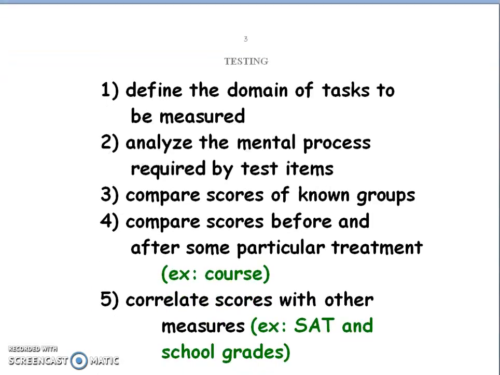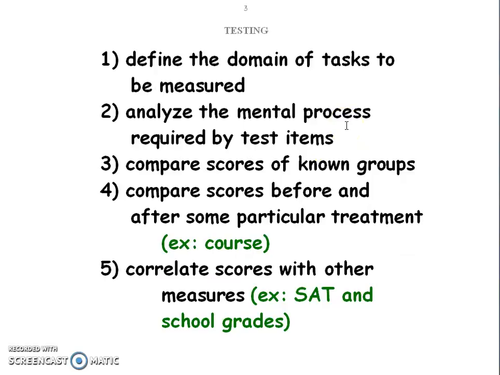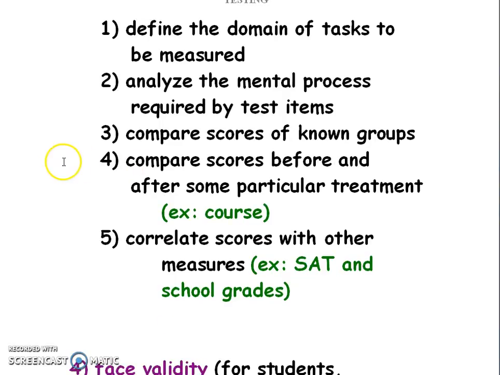So here we have all these points. Define the domain of the task to be measured. That is, is it speaking, reading, whatever it is. Analyze the mental process. That's what we talked about. What is needed in the test? Do they have to know how to produce sentences or to understand sentences? The third point is compare the scores of known groups to see if your good students are doing well and the poor students are doing not so well.